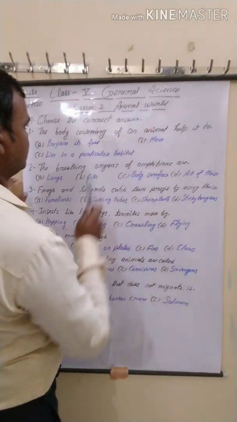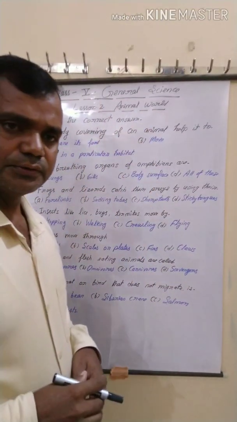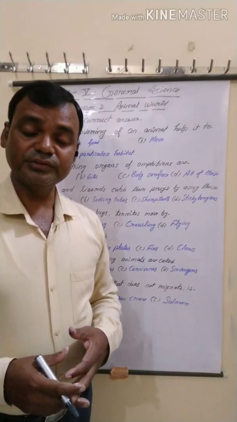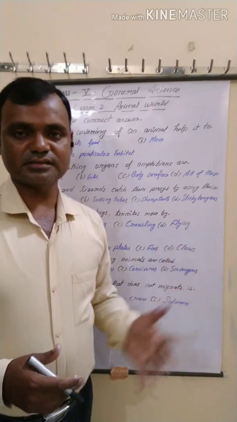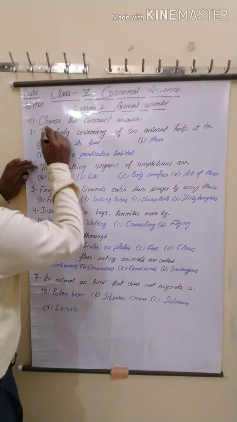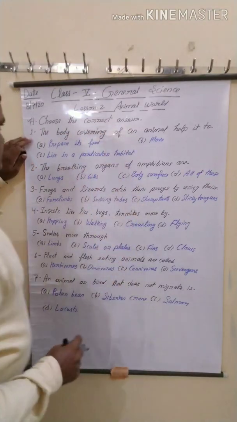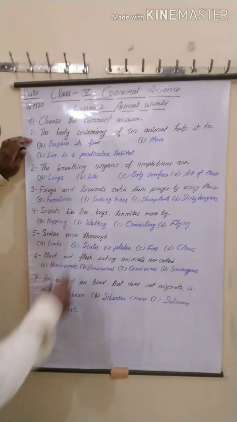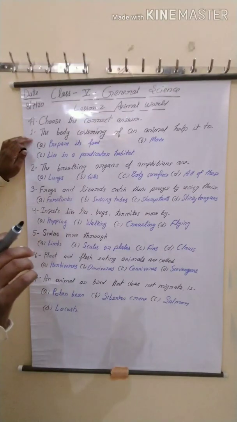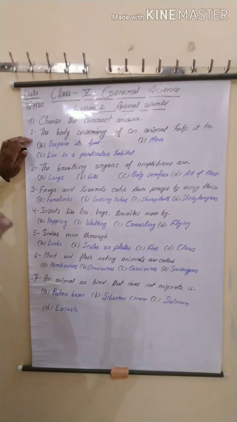Lesson 2, Animal World. In this video, we discuss the homework, the exercise of Lesson 2. First exercise: choose the correct answer. Each question has 4 options and you choose the correct answer.